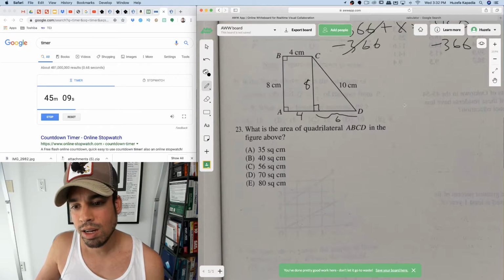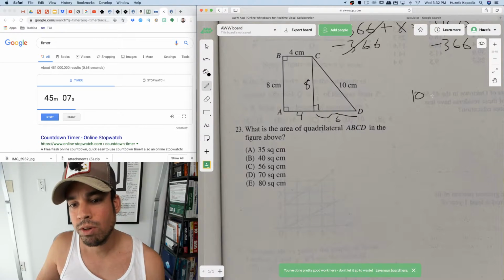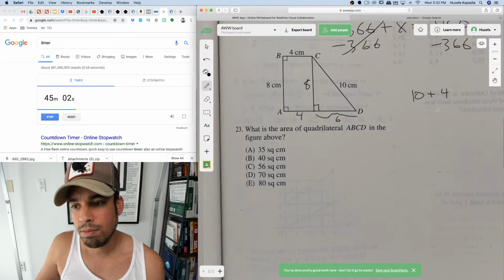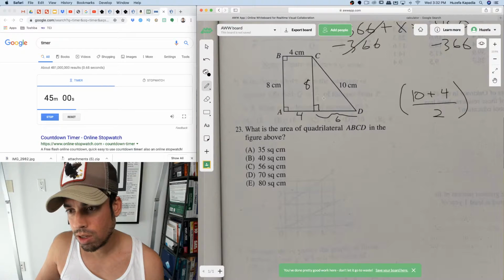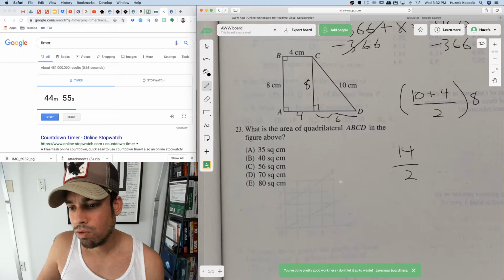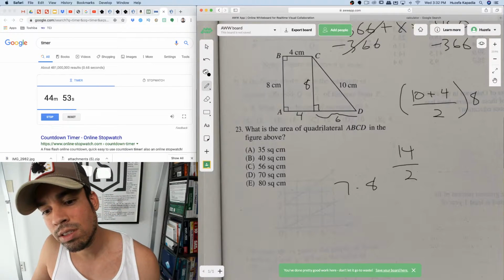So that means the bottom side is 10, so the formula for area of a trapezoid is 10 plus the top base, which is 4, divided by 2, times the height, which is this segment here, which is 8. So that's 14 over 2, which is 7, times 8, which is 56.